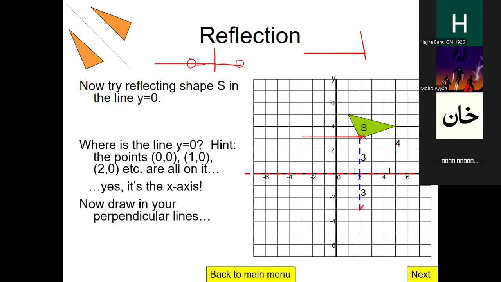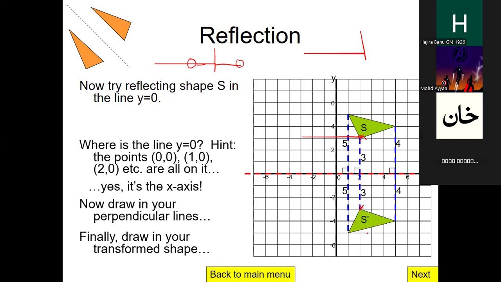Similarly, for the other corner also, we do the same thing. But remember, it should be perpendicular distance, and here also it should be perpendicular distance. So when you mark all the 3 corners, you get a shape. That shape is S dash.